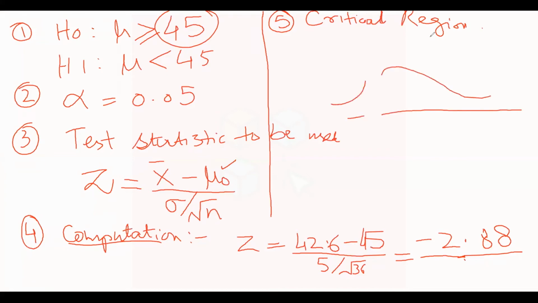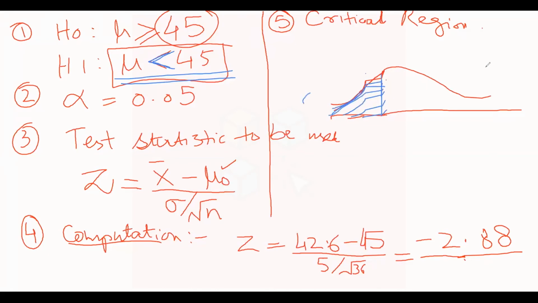This is our fifth step, the critical region. We will plot the normal distribution, the normal curve, and we will consider the alternative hypothesis having mu less than 45. Whenever it is less than, we will locate our critical region on the left tail. This is our critical region.